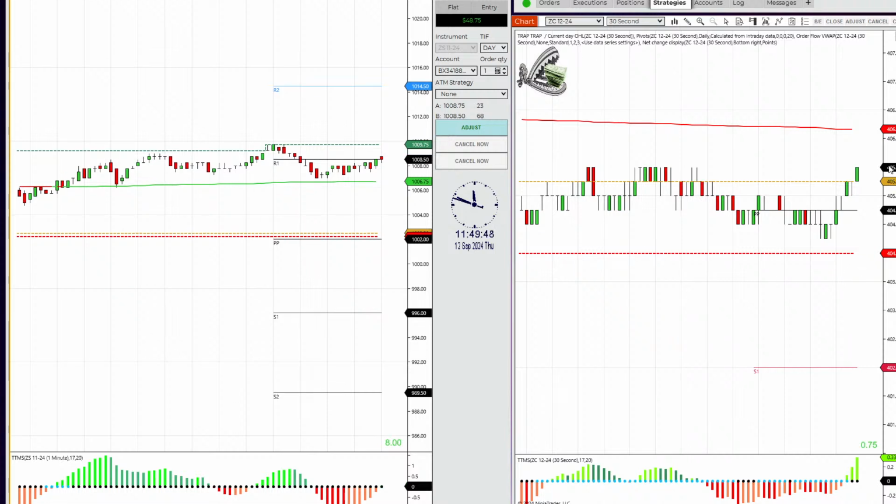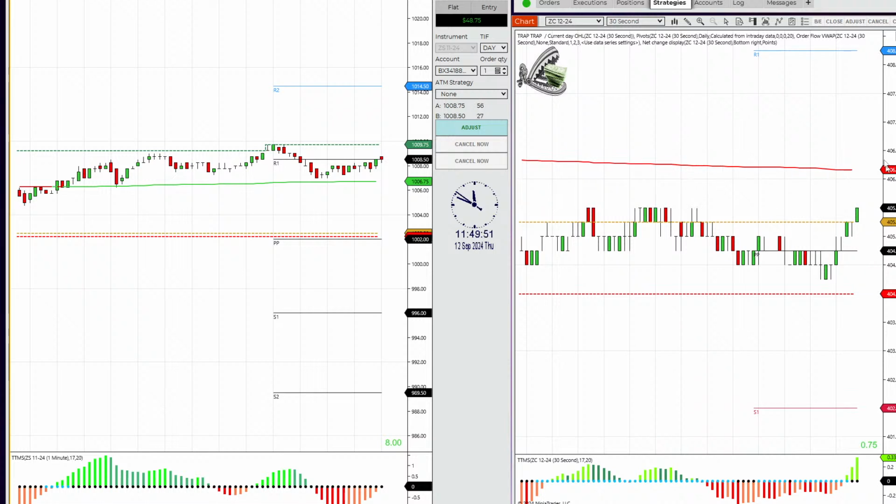All right, we're watching Corn on the right. We'll be checking in on our trap trade to see if it works.